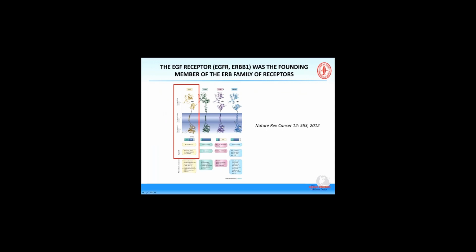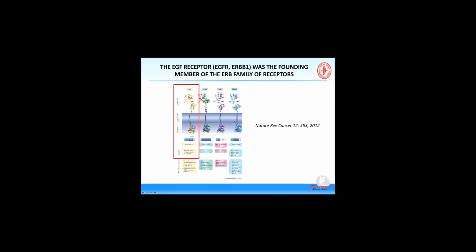So the EGF receptor is a member of the so-called ERB family of receptors. There are 4 of them: EGF receptor, also known as ERB1, and then there's 2, 3, and 4. They all have the same overall structure. So this is the extracellular domain in here.